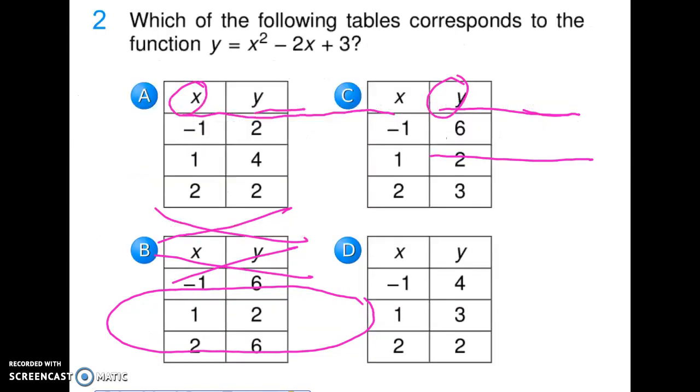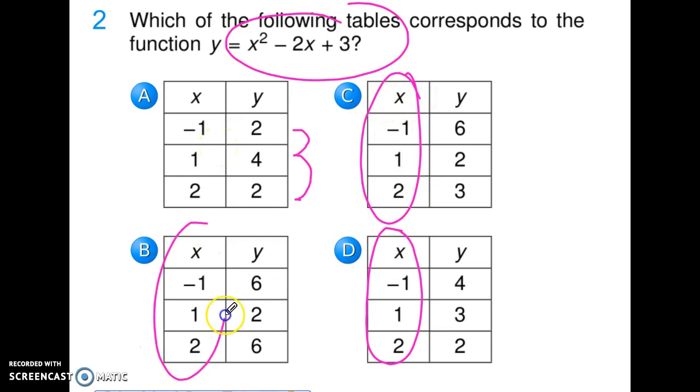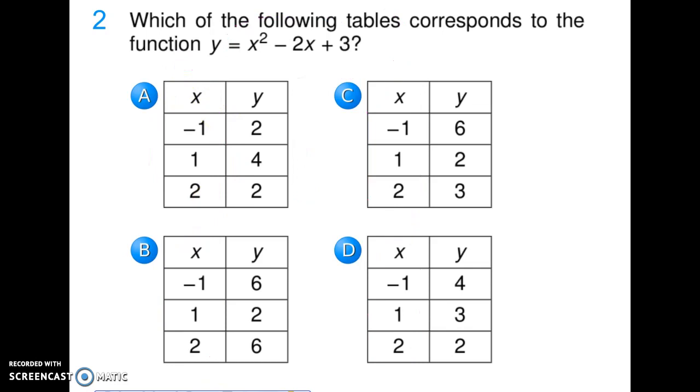Okay, moving to the next one. Which of the following tables corresponds to the function y equals x squared minus 2x plus 3? Well, we could make a table and use this function to find out which of these y values go with our x values. If you'll notice, the x values are the same in each one of these tables. But the easiest way to do this is to go to your calculator.